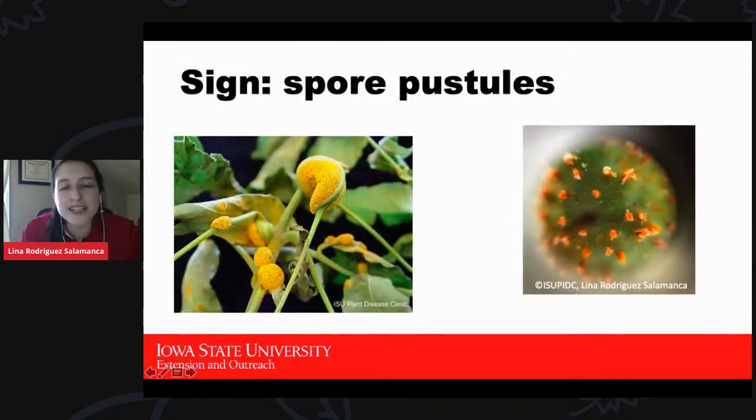More fun signs. These ones are spore pustules. On the left, we have leaves of ash, and this is ash rust. The spores of this fungal pathogen form on these tiny tubes that we call pustules. And on the right, we have a close-up of a very similar pathogen, a rust, a fungal pathogen different from the one in ash, but these little tubes are formed in the fruit of a hawthorn, and they look like that.